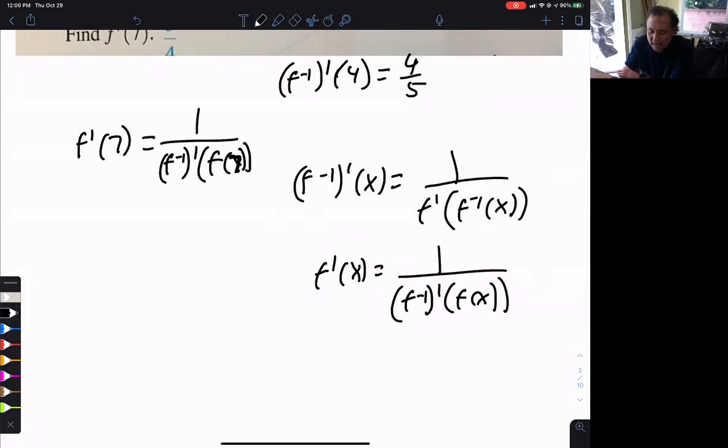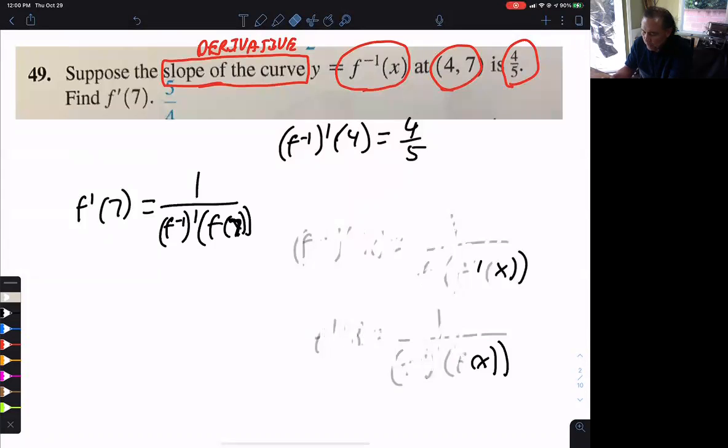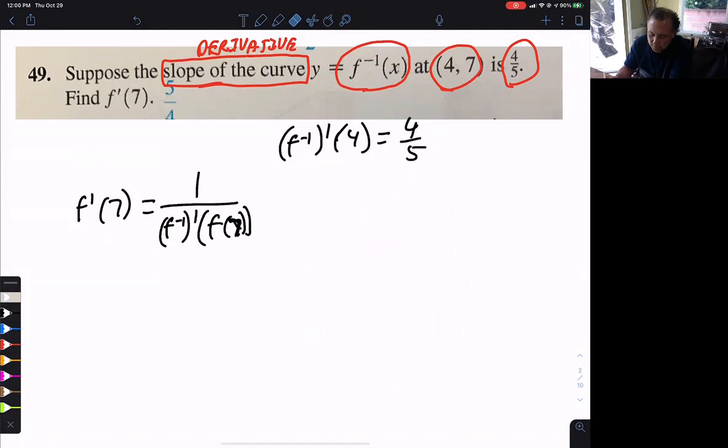So that's what we have. Huh, interesting. Let me erase some stuff here. All of this. And more weird stuff is going to happen. We're kind of in a dilemma because we need to know f of 7. How do I find f of 7? I don't know. How do I do that?